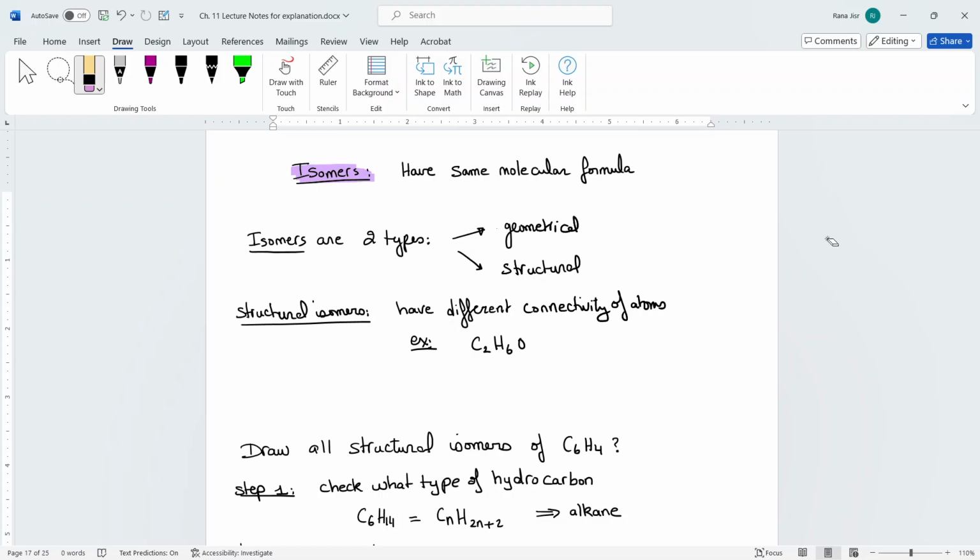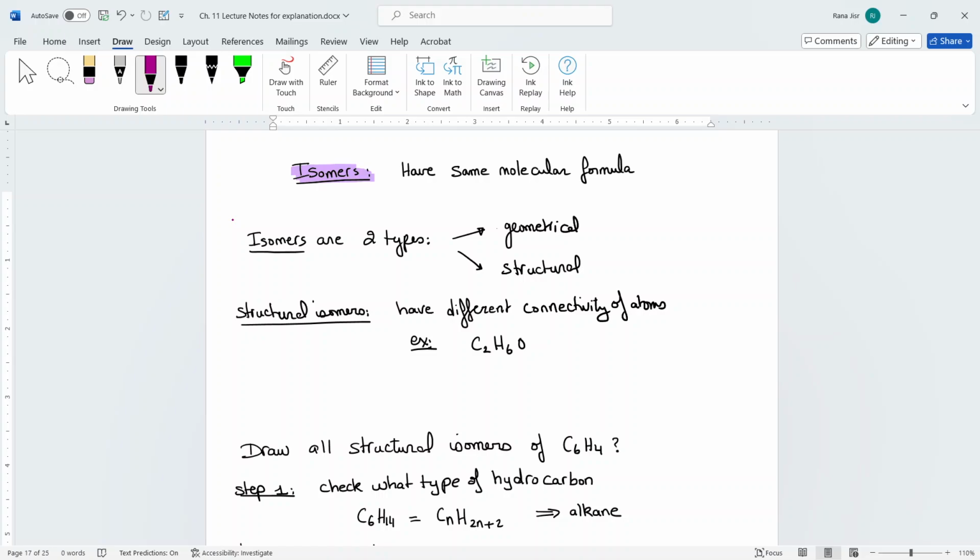Both of these isomers have the same molecular formula, whether they are geometrical or structural. But structural isomers are isomers that have the same molecular formula but different connectivity of atoms. What does that mean? If I give you C2H6O and ask you to draw all the structural isomers for this formula, meaning all the compounds that have that same number of carbons, hydrogens, and oxygens, you're going to draw it differently every single time.